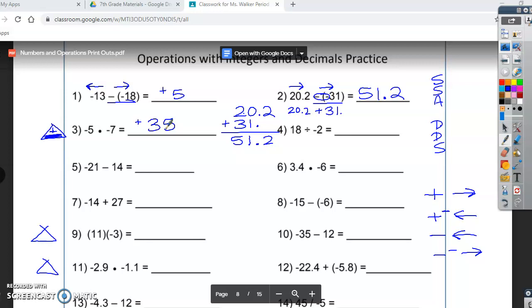Okay, number 4, this is a triangle problem. So hopefully you have already gone in there and put all the triangles. I know it's a triangle because it's division, okay? So this is integers here. Let's fill out this triangle: positive, negative, negative. So this 18 is positive, 2 is negative, positive, negative. I'm left with a negative, okay? Now, what is 18 divided by 2? Put that answer right here.